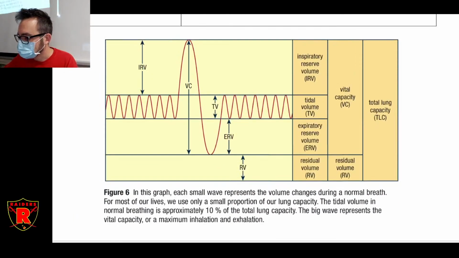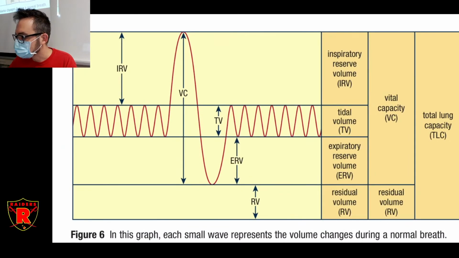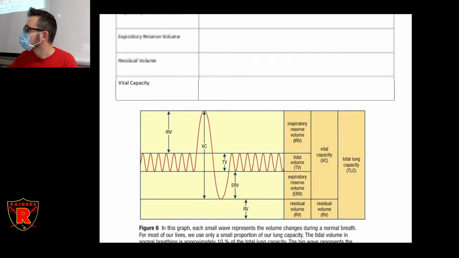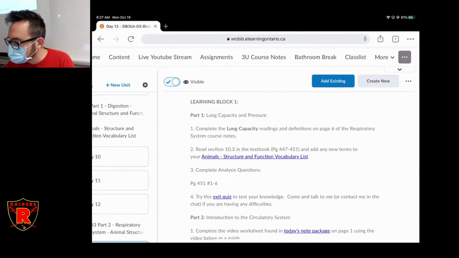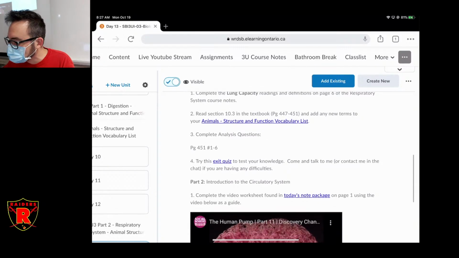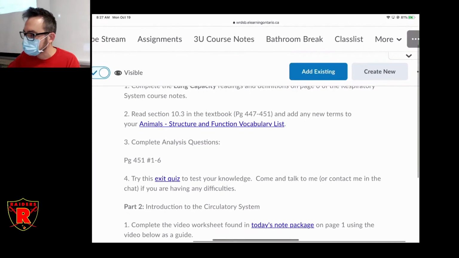It uses this diagram to explain them below. There's some short forms on there. Once you do the reading, I think this makes a lot more sense. Okay, so you're going to start with that. It's on page 443. You're going to read section 10.3 in your textbook.